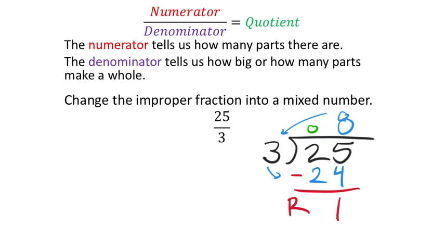Okay, so I'm ready to change this into its mixed number. So my quotient is 8, and then in the fraction, you still have a denominator of 3, but the one remaining is the numerator. And that's it.